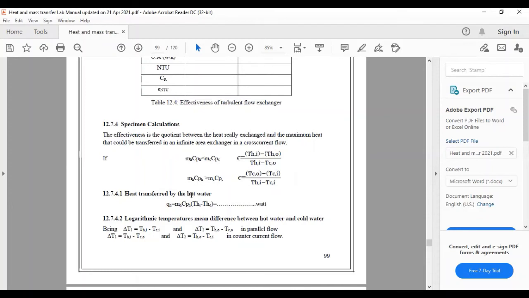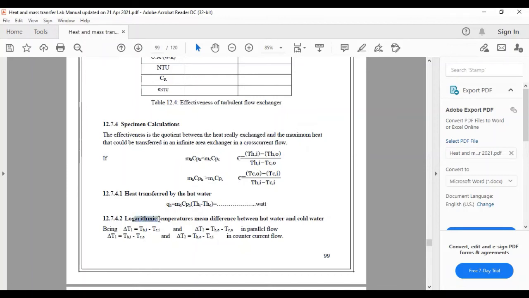Finally, the remaining procedure is sufficiently the same as we previously have done it. Heat transferred by the hot water is the product of MH into CPH into THI minus TH naught. I already have used this formula. So this is the mass flow rate, this is CPH, the value is given, THI is the hot water inlet and TH naught is the hot water outlet. So you will use this formula and you will get this QH.